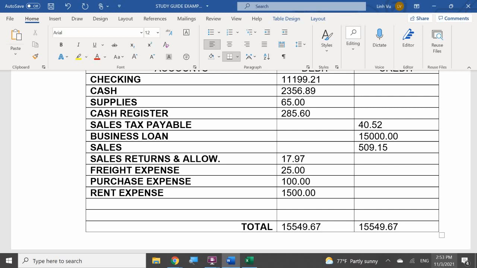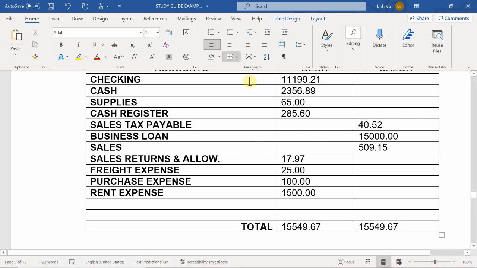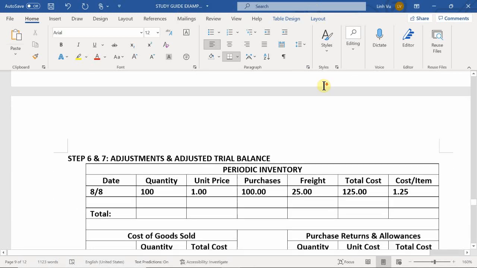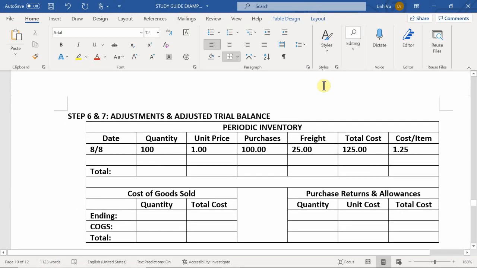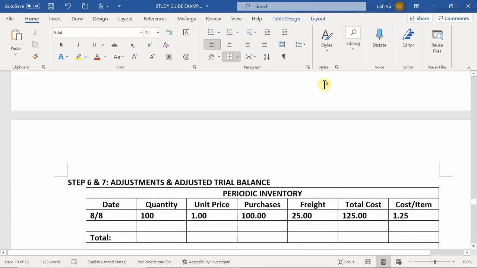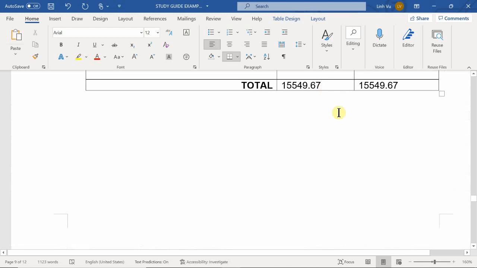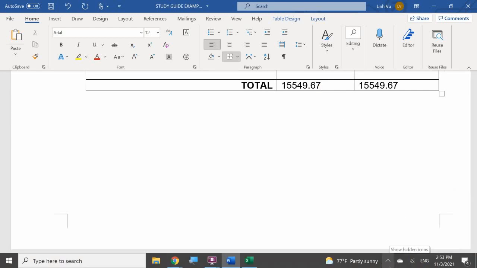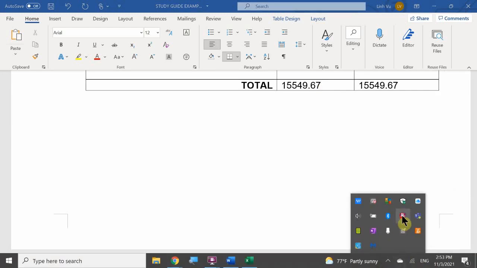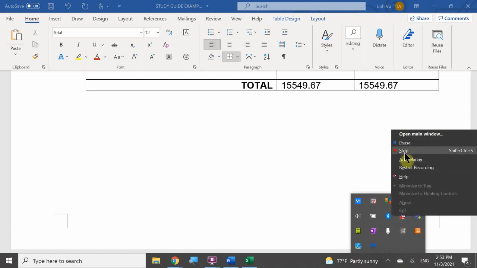Let's see what the time is. It is 2:54. Let's stop here, and when we come back, we will do the adjustments and then the adjusted trial balance afterwards. So we finished this much so far, so let's stop here and go on a break, okay? Okay, no problem.